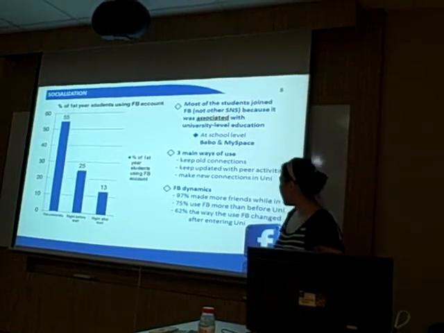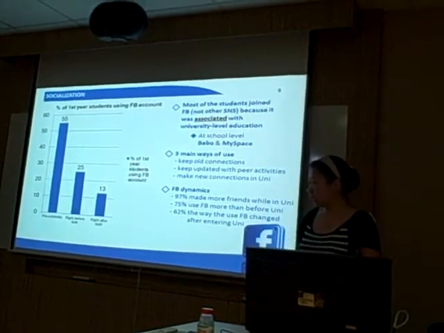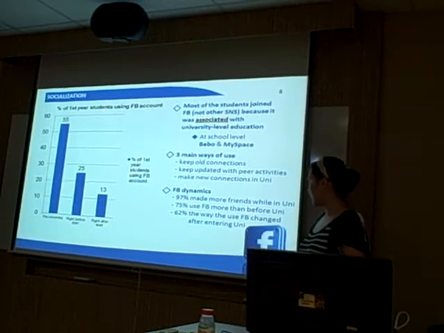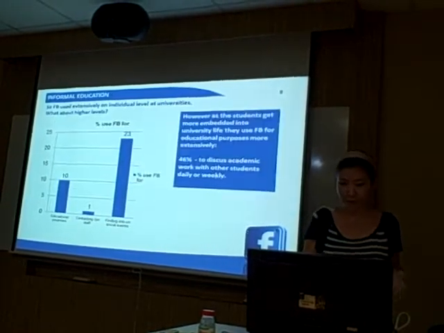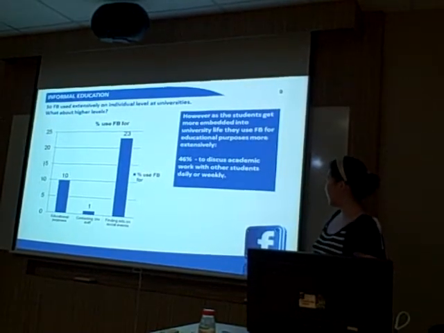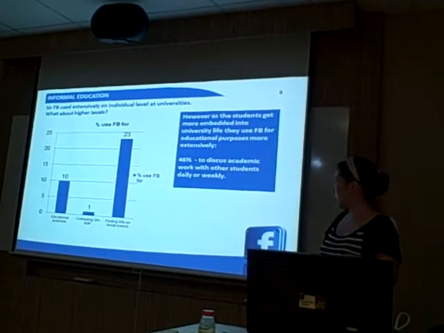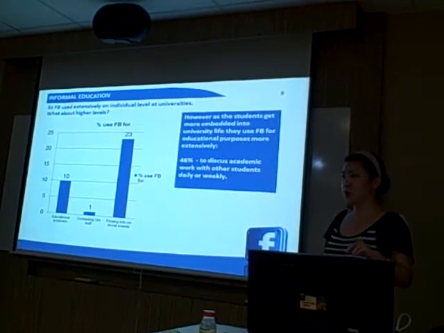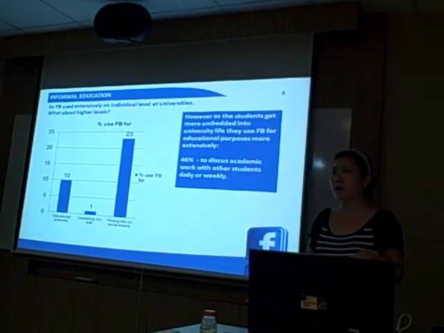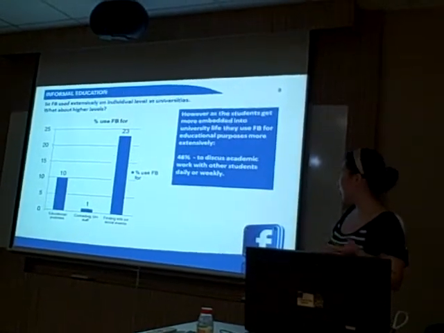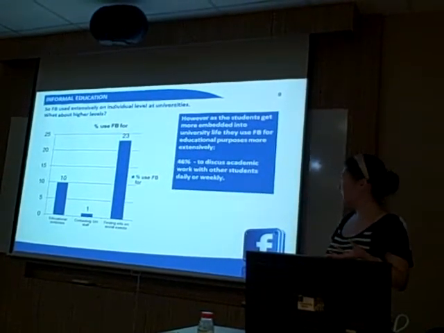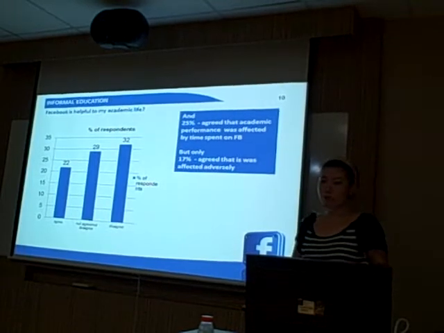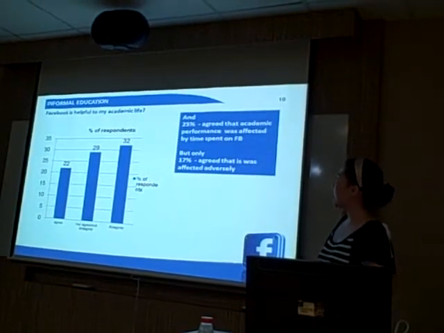Pay attention to the data here. 62% of the surveyed students say that after they entered the university, they changed the way of using Facebook. Then how do they change the way? Almost half of the students in this survey say that they tend to use Facebook for academic issues discussion with each other. And the longer they stay on campus, the more likely they are to use Facebook for informal academic discussion.